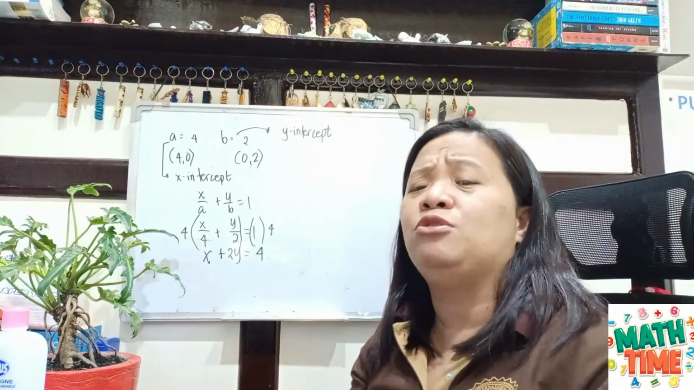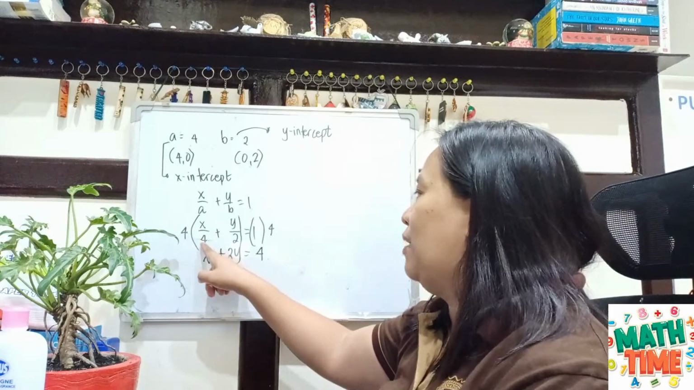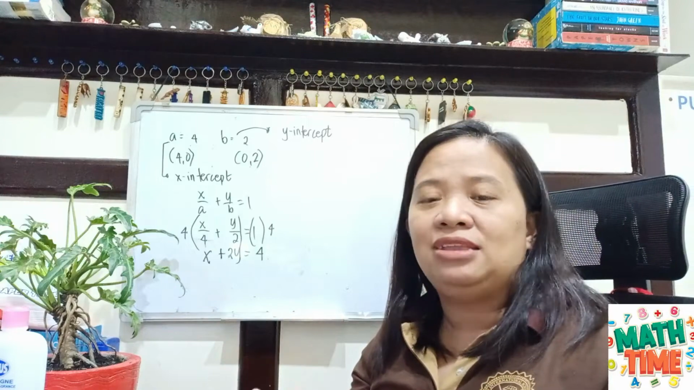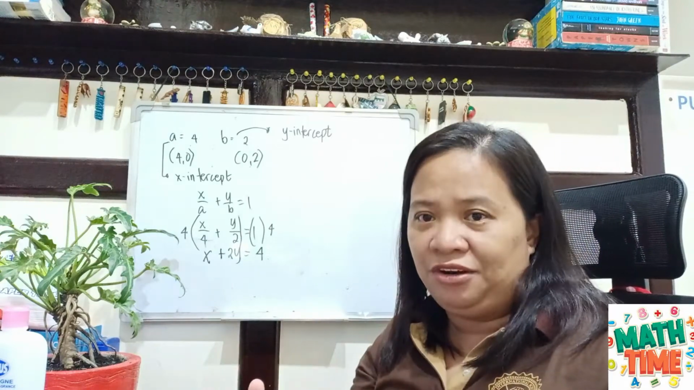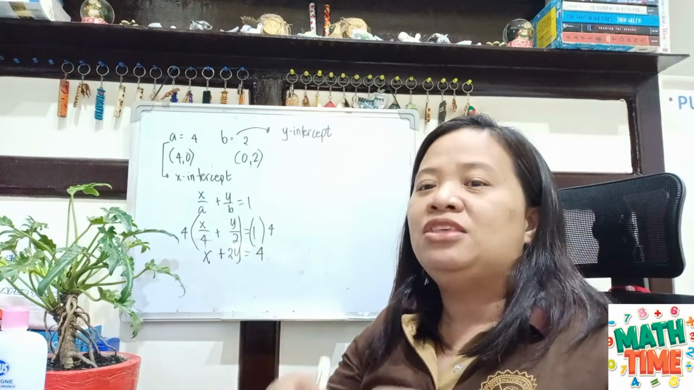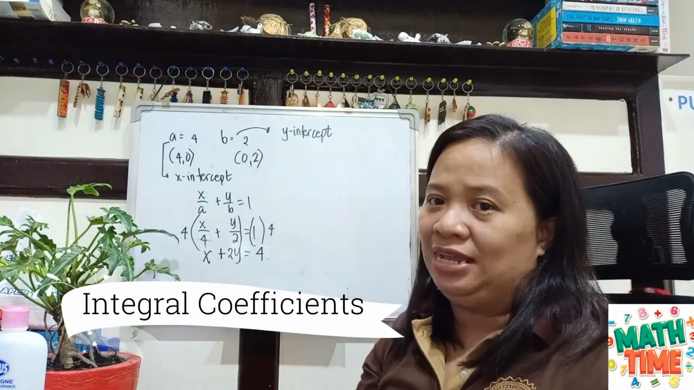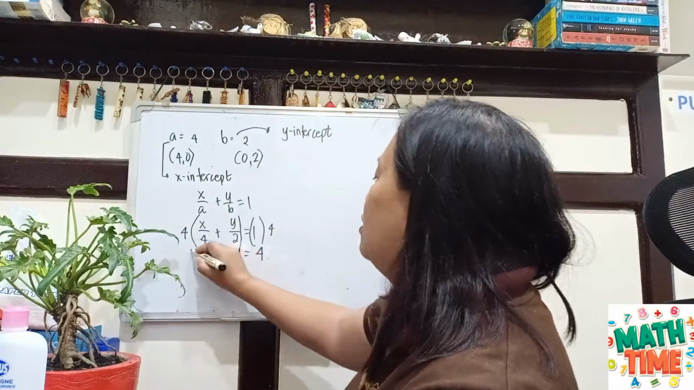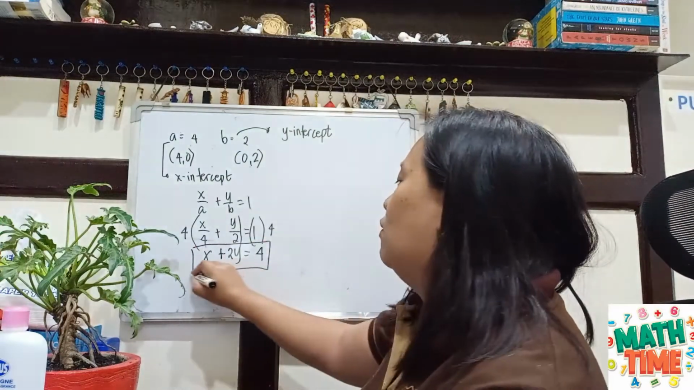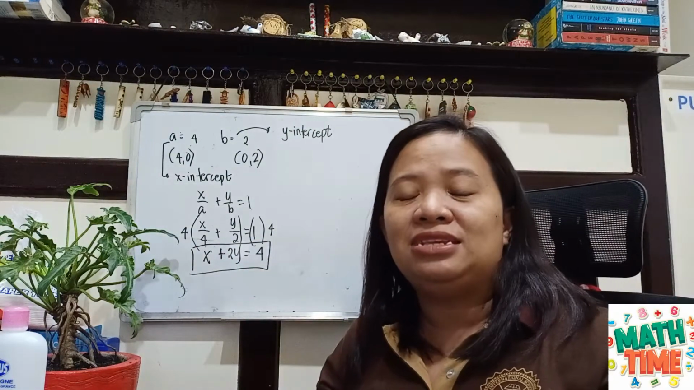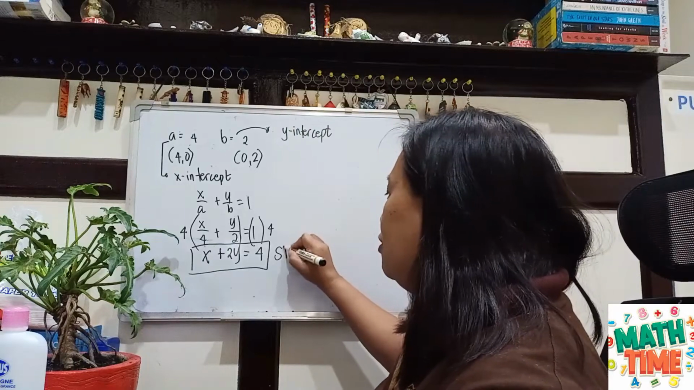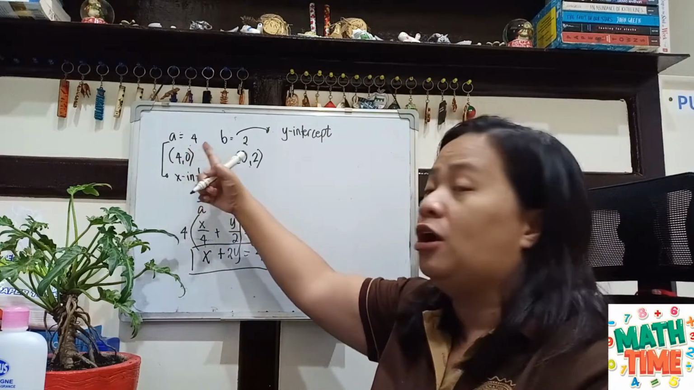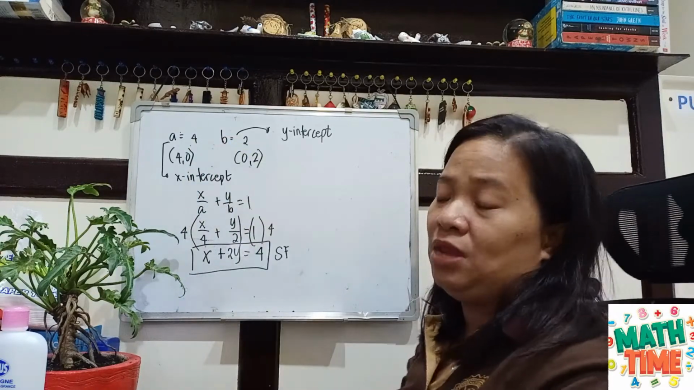Why do we have to multiply both sides by 4? Because if you are going to write an equation in standard form, as what I have said, there should be integral coefficients, okay? No fractions, no decimals. So, x plus 2y equals 4 is the standard form of the equation of the line whose x-intercept is 4 and whose y-intercept is 2.